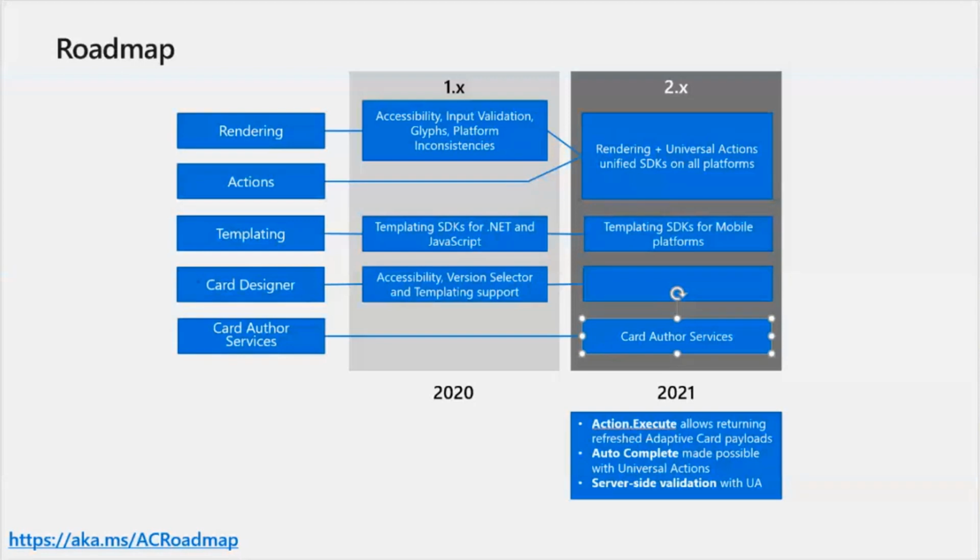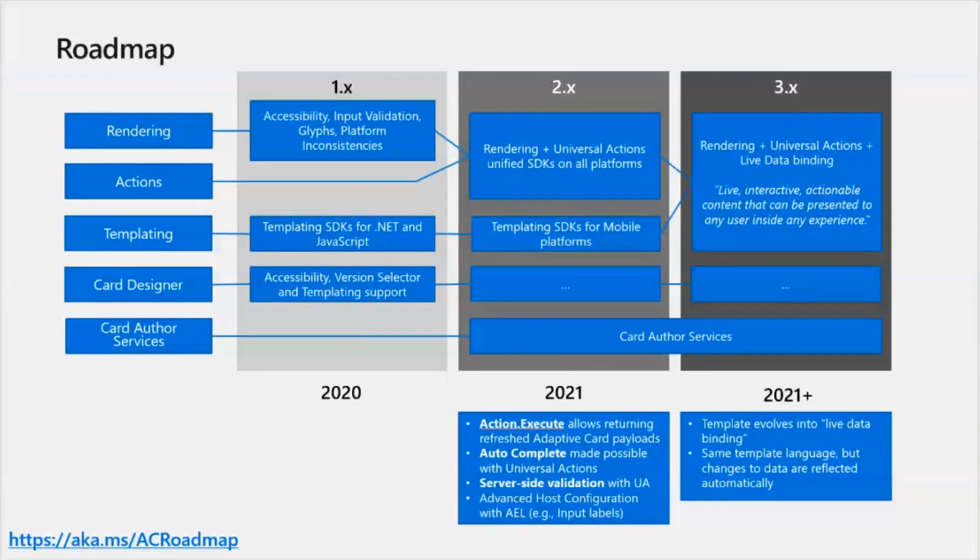Now, to wrap this up, I did want to give you an early look at what we consider 3.0. I mentioned in 2.0, we're going to combine rendering and actions. In 3.x, what you can expect is the combination of rendering, universal actions, and live data binding. This basically takes our templating language, which currently exists as a standalone feature, and integrates it tightly into the rendering layer so that data binding can happen directly on the device you're on, directly on an iPhone, directly in Teams.